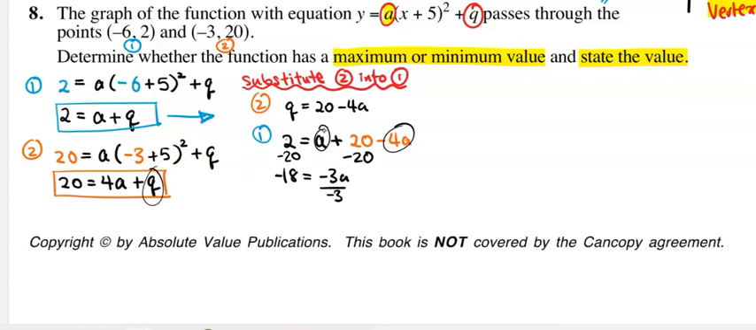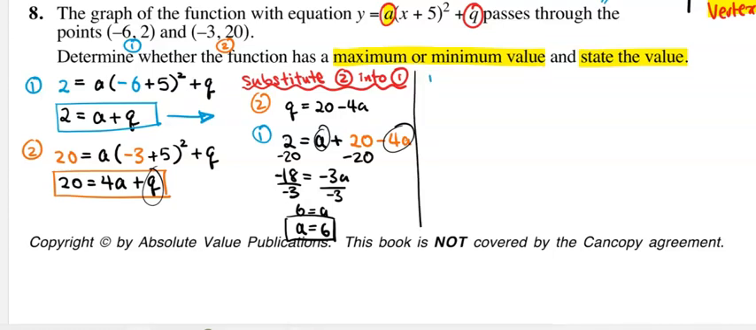We're going to divide by negative 3 on both sides. That gives me 6 is equal to a. In other words, a is 6. There, I have a positive a value, so right away that tells me my parabola looks like this. So I must have a minimum.